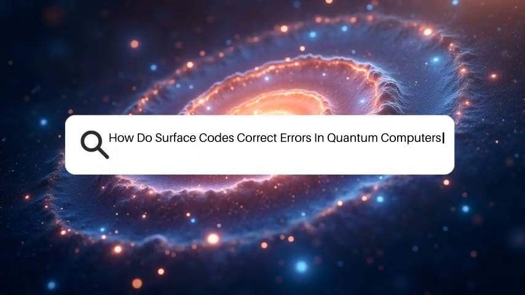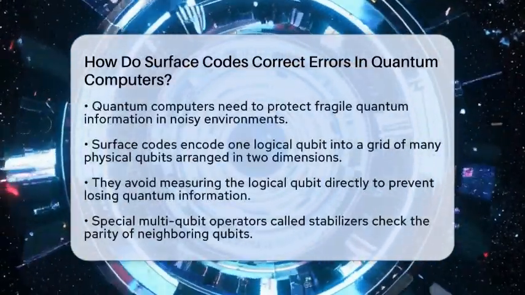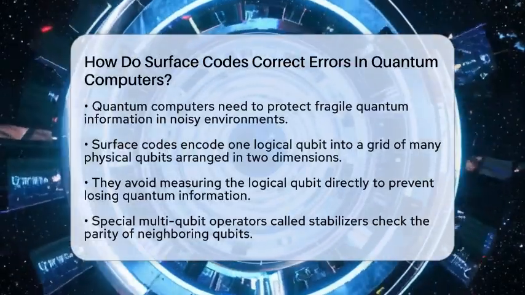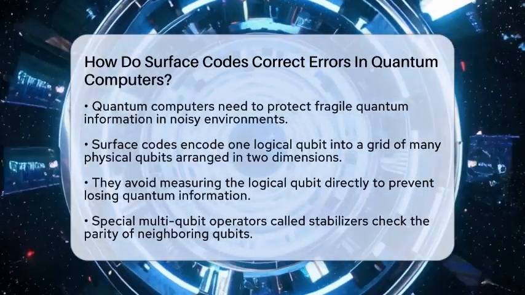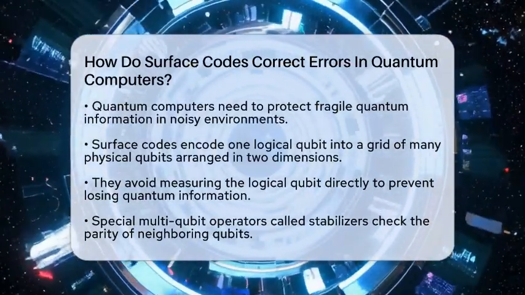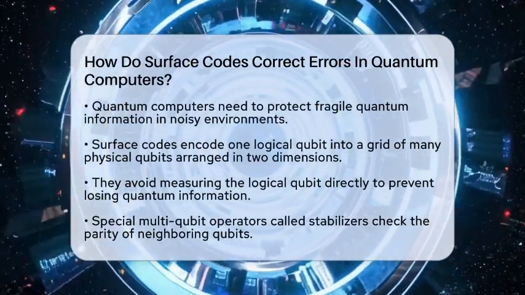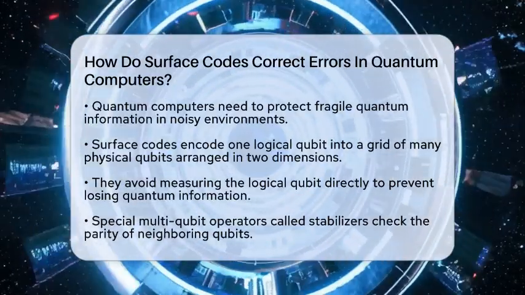How do surface codes correct errors in quantum computers? Imagine trying to keep a delicate message safe in a busy, noisy room. That's similar to what quantum computers face when protecting their fragile quantum information. Surface codes are a clever way to do this. They encode a single logical qubit into a grid of many physical qubits arranged in a two-dimensional pattern.